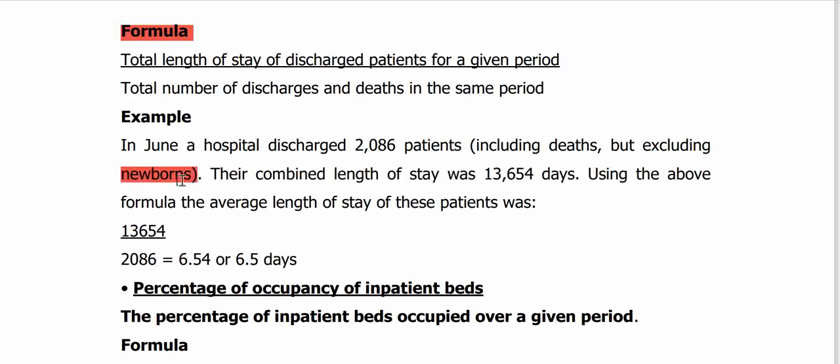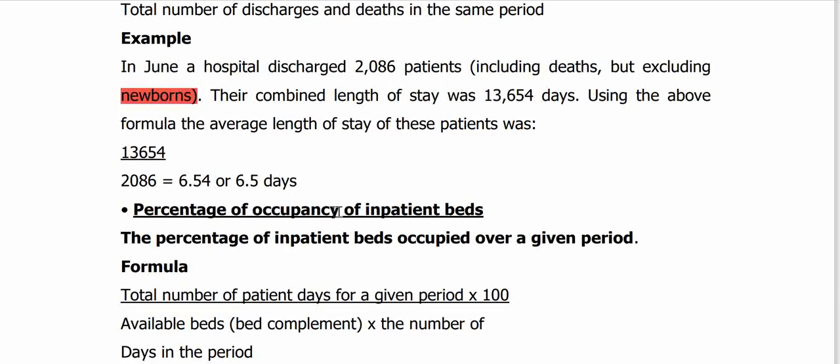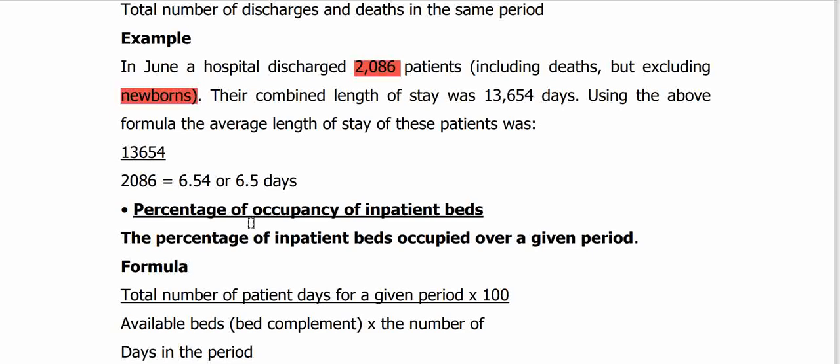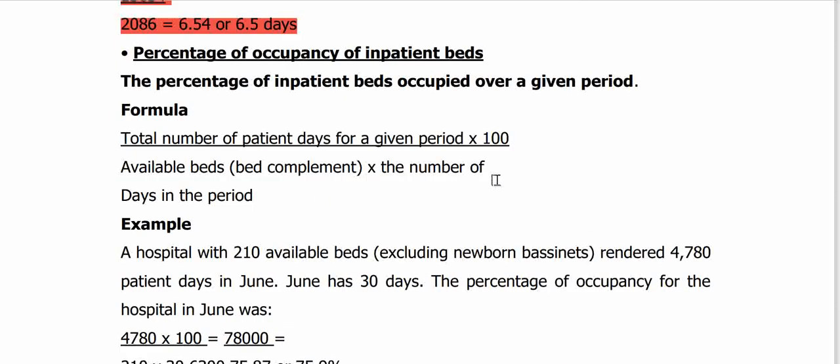Okay, so their combined length of stay was 13,654 days. Using the above formula, the average length of stay of these patients was 13,654 divided by the total number of discharged patients, which is 2,086. So when you divide that, you will get 6.5 days. Very, very simple calculation right there.